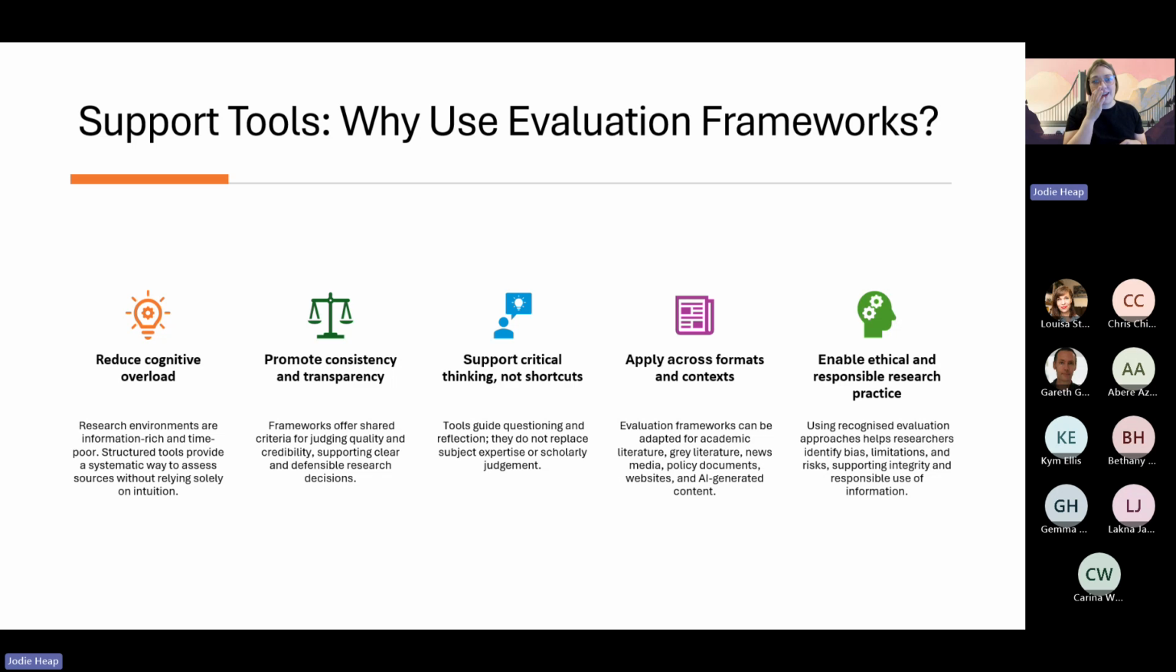And then again, it ties into ethical and responsible research practices. So being able to recognise that evaluation approaches are different, but we can use these frameworks to support that process and communicate them with others.